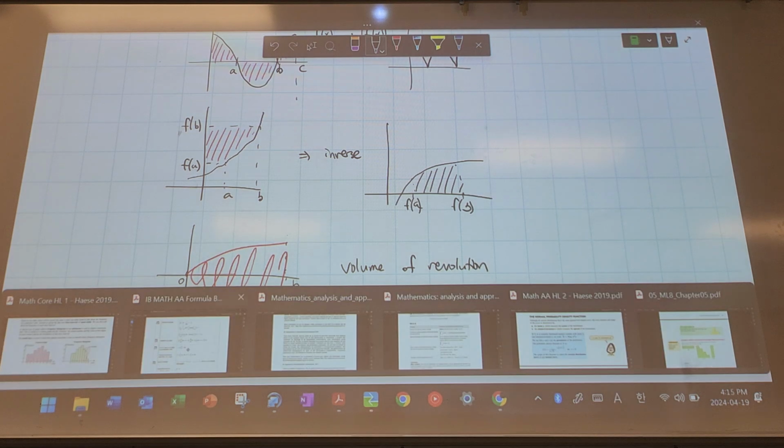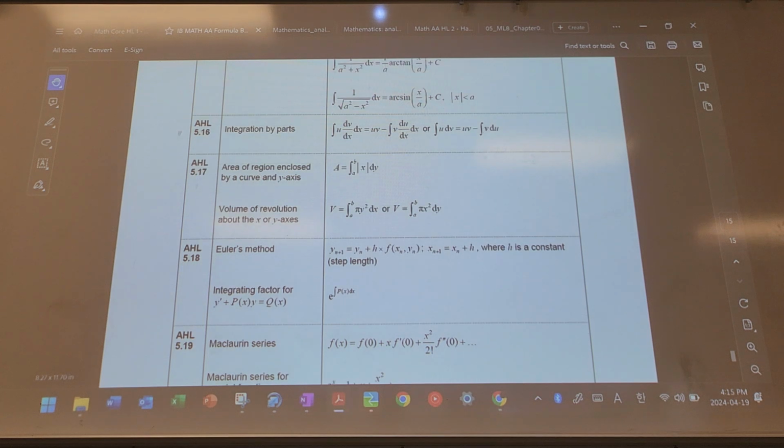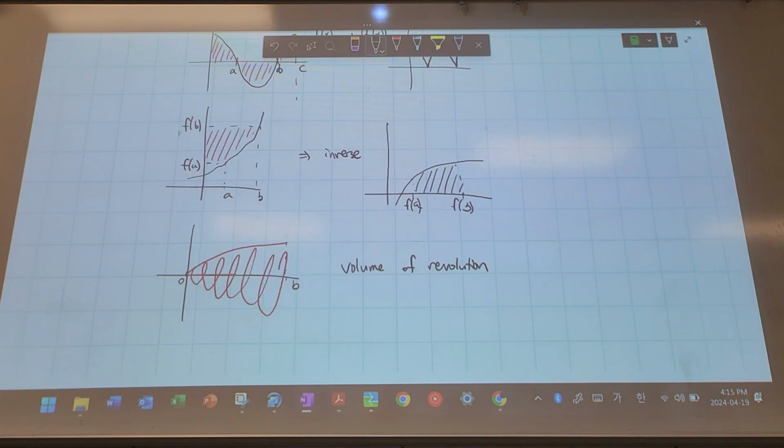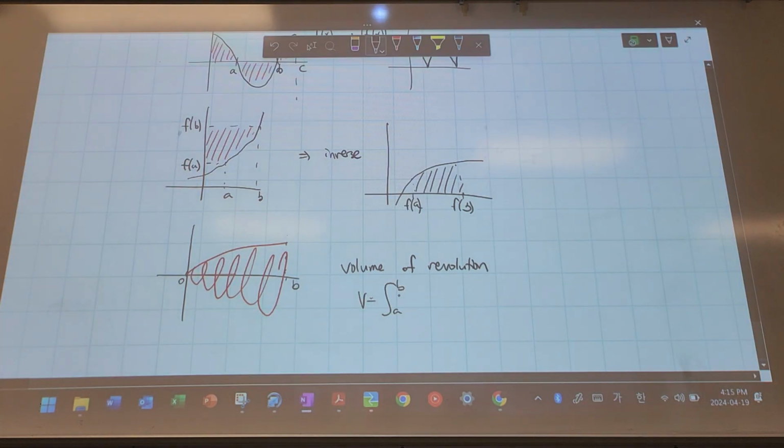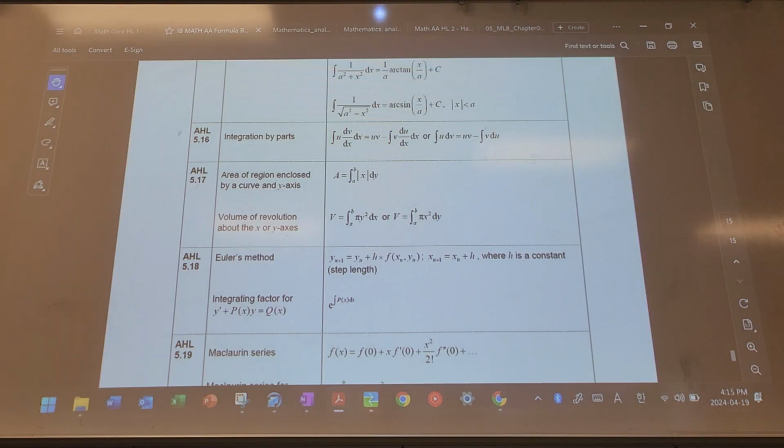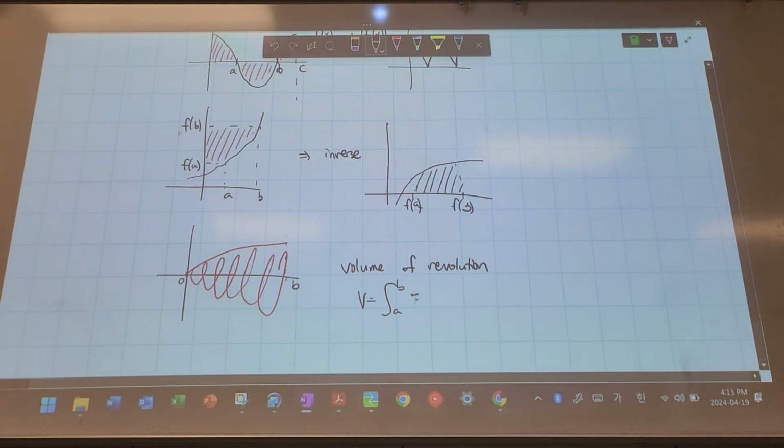Which, luckily, is given in the form of a booklet. So we have it as V is equal to, from A to B, Pi y squared dx. So basically what we do is we have the y, which is the f of x, we square it as a radius, and then we multiply by pi to find the area of that disk, and then we integrate that from A to B.